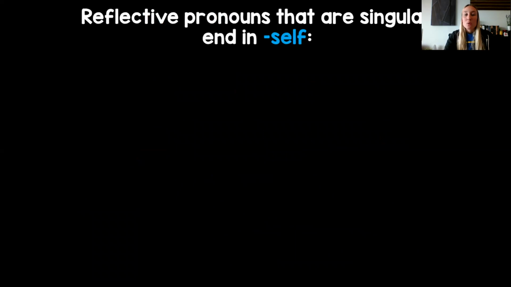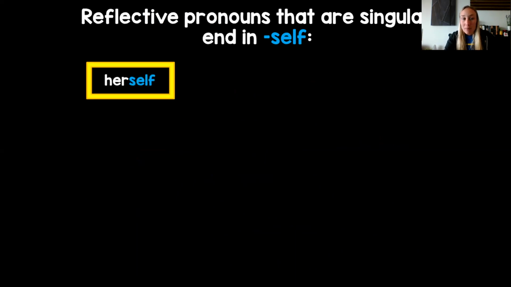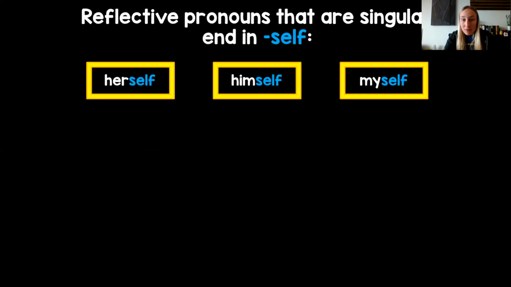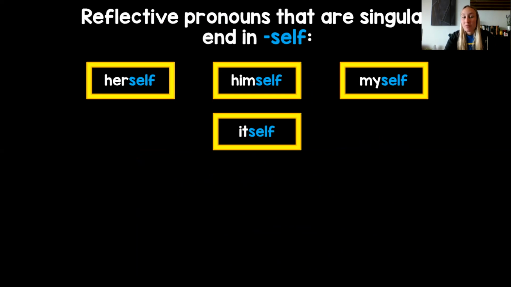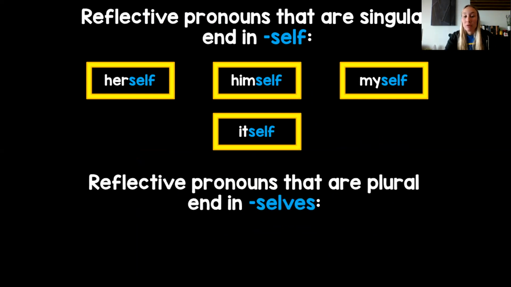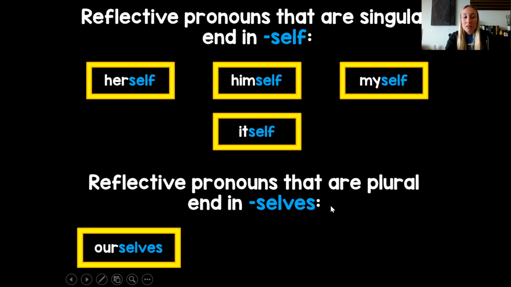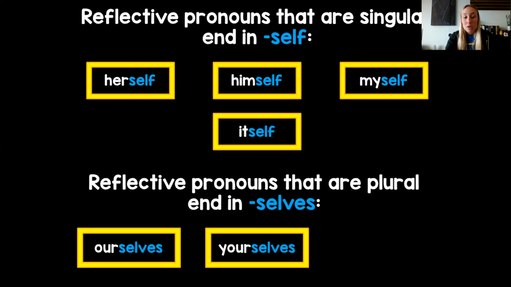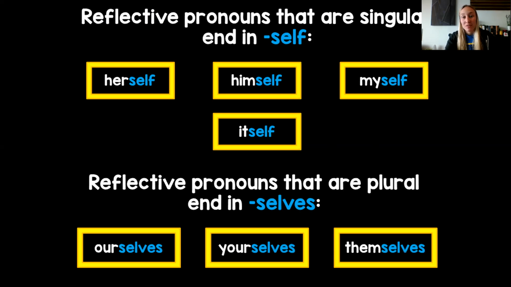Okay, so reflexive pronouns can be singular. That means they're talking about only one person. That will end in self: herself, himself, myself, itself. We're talking about one thing or one person. Sometimes reflexive pronouns can be plural and they'll end in selves if they're plural. Notice the F at the end changes to VES when we make it plural, like in ourselves, yourselves, themselves.